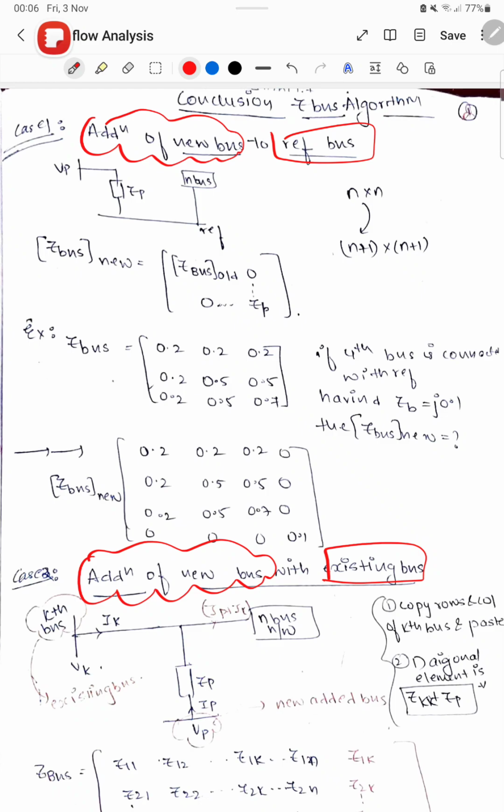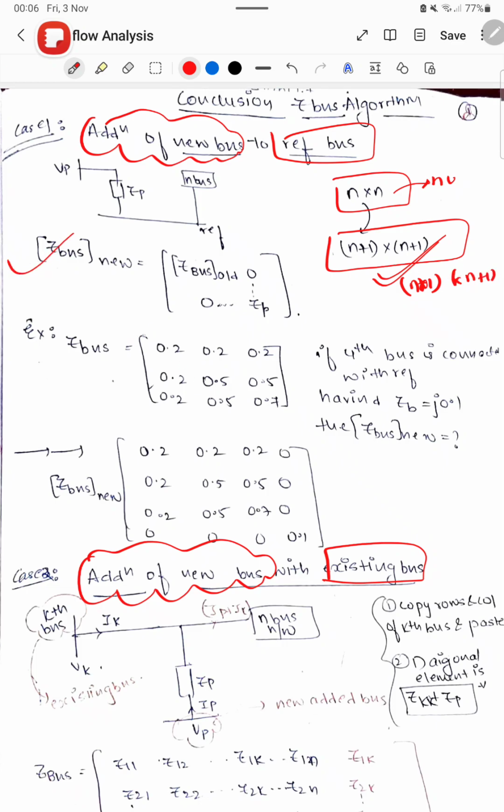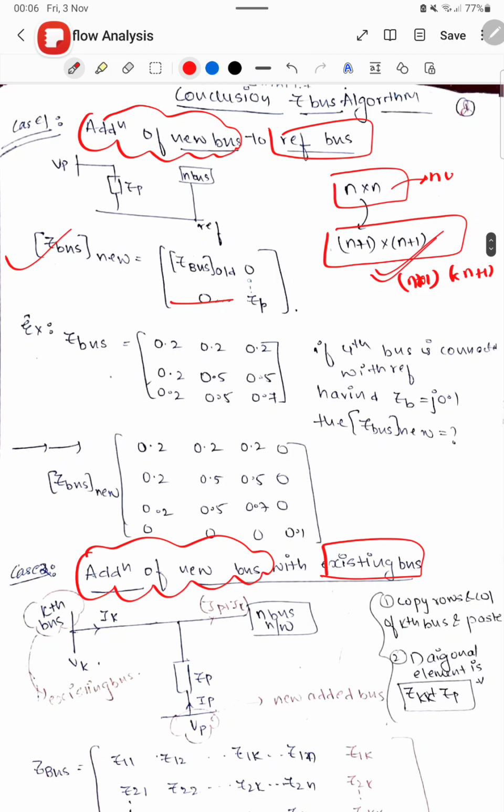Since you are adding one bus more, earlier let's say there were an n bus system. Now since one more bus is added, the dimension becomes n plus 1 cross n plus 1. Let's say z old is n cross n. In z new, all rows and columns except the last would stay the same, so z old, whatever z1, z2, z3, z4, z5 and so on. The rest of the last column and row would be 0.